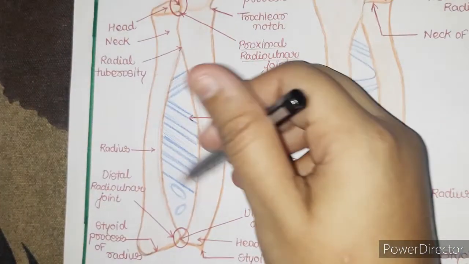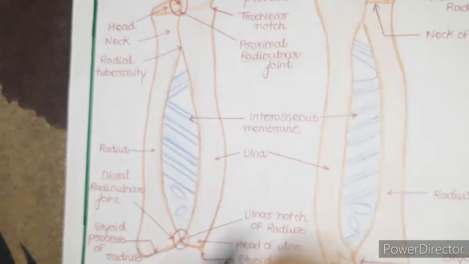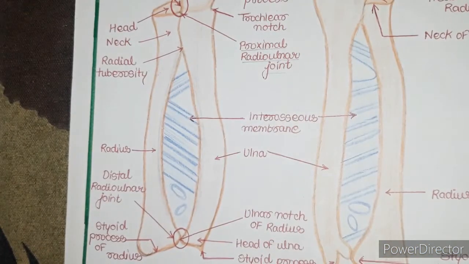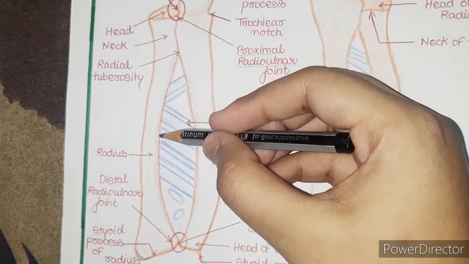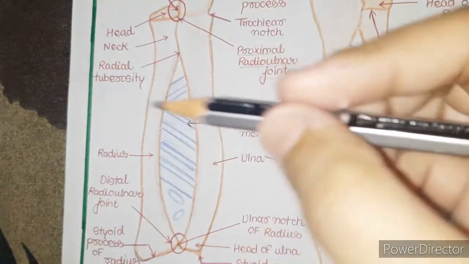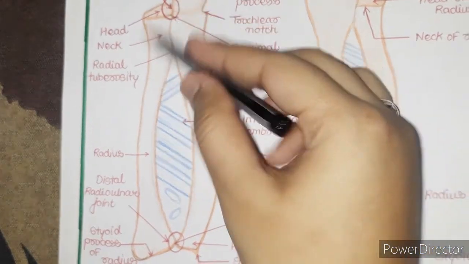What is this? This is the interosseous membrane which will connect the radius and ulna. One more thing to remember is that the border where the interosseous membrane will attach in the radius as well as in the ulna is the sharpest border. Okay, so which is the sharpest border of the radius?